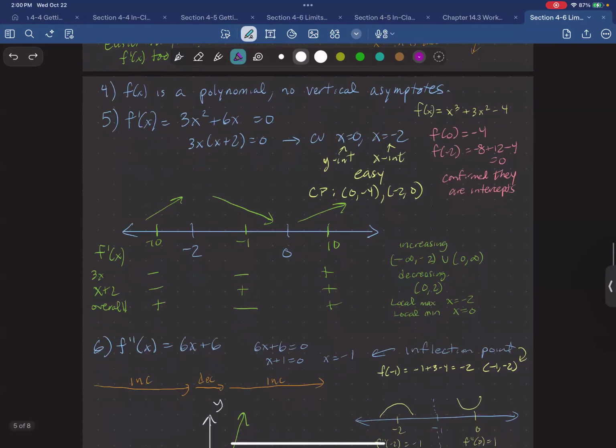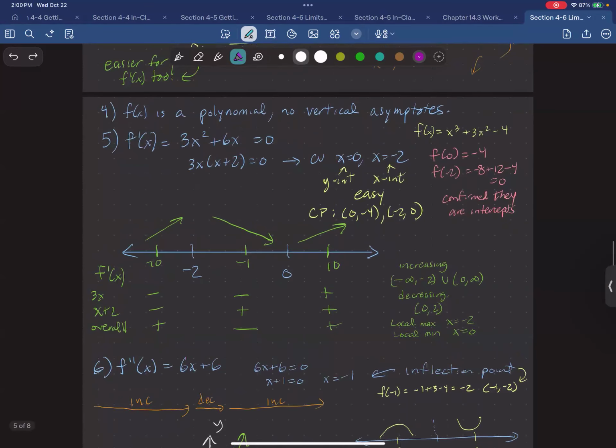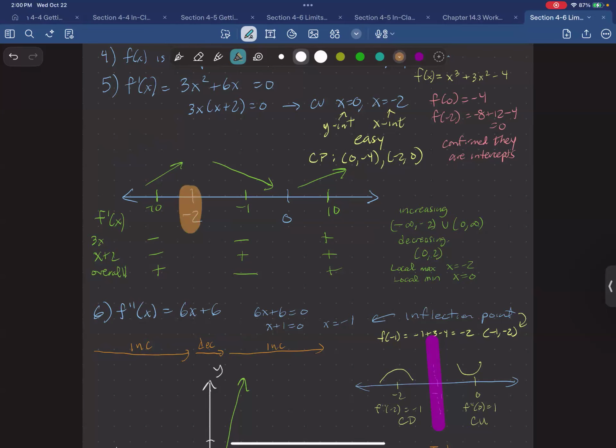So when you're doing negative 1, let's see. I didn't do the sign chart. Oh, yeah, I did. There's the sign chart. So negative 1's right there. Notice for testing either side, I used my critical points from the first derivative. That way I can verify a local max or min. Makes it easy.